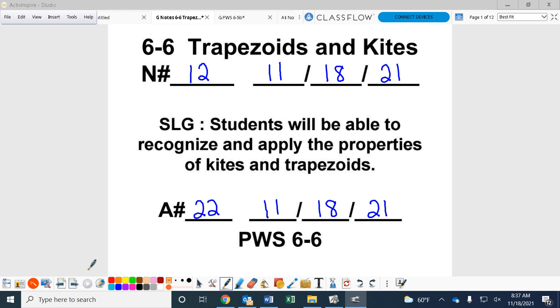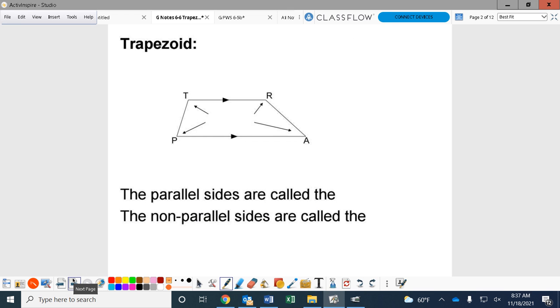Okay, guys, so focusing on trapezoids and kites today, the first thing we're going to do is talk about what a trapezoid is, what it looks like, all the characteristics about it. This is a picture of a trapezoid. Most of you think of a trapezoid as basically a pyramid with the top cut off.